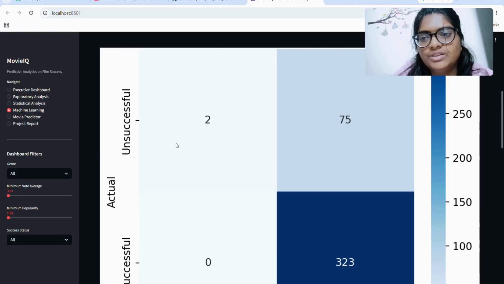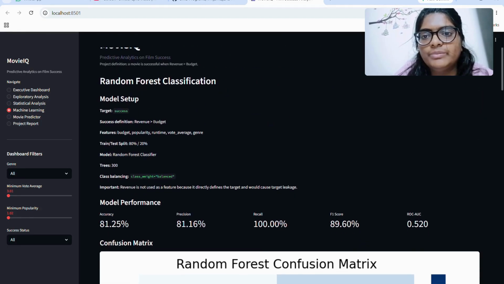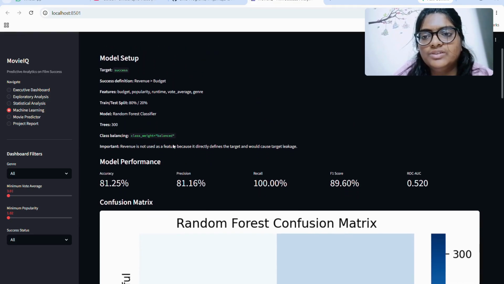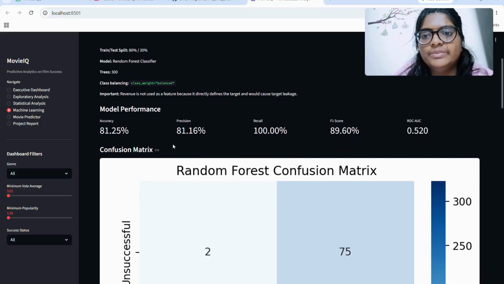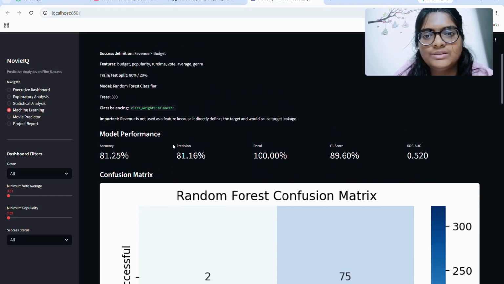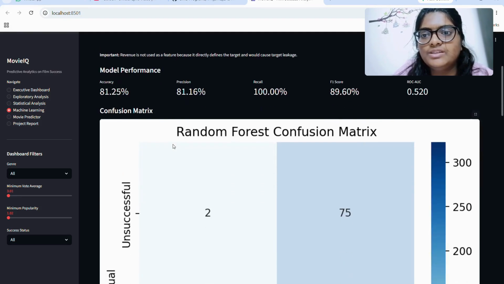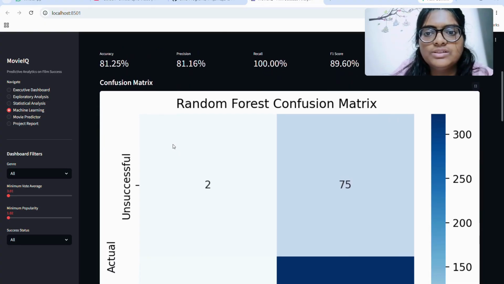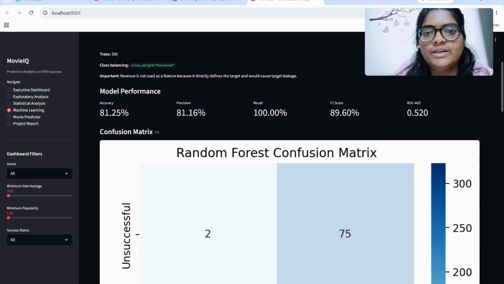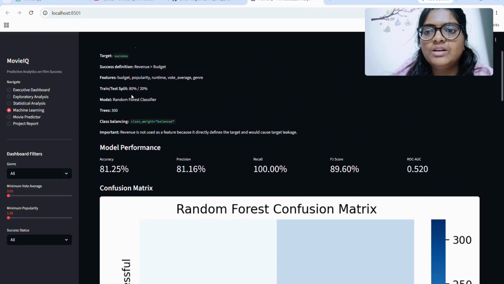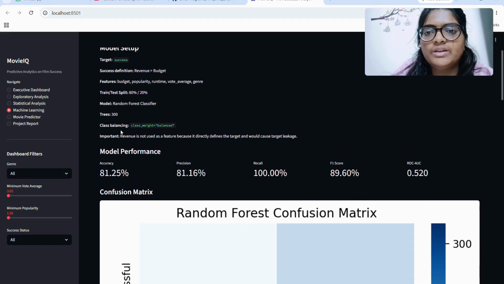Next stage is the machine learning section. For prediction, I implemented a random forest classification model. The target variable is movie success, where successful movies are represented by 1 and unsuccessful movies are represented by 0. The model uses features such as budget, popularity, runtime, vote average, and genre. I used an 80-20 train-test split, where 80% of the data is used for training and 20% is used for testing.